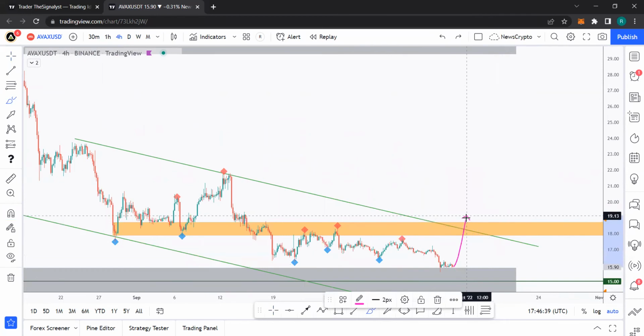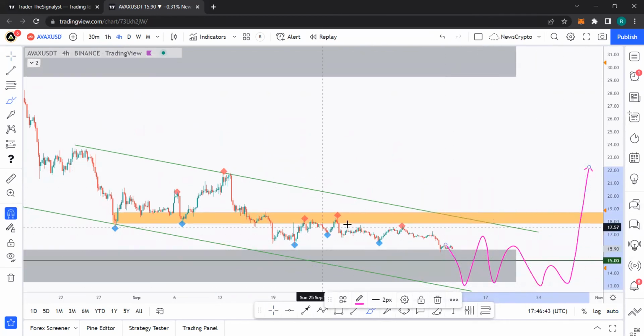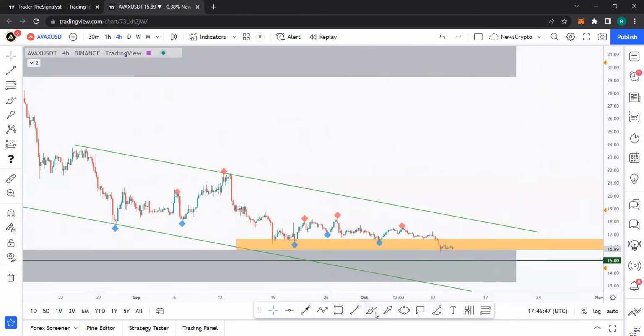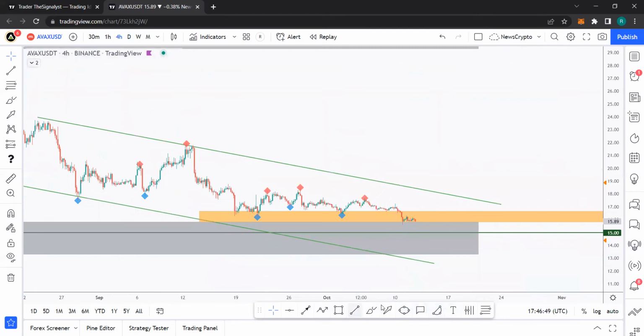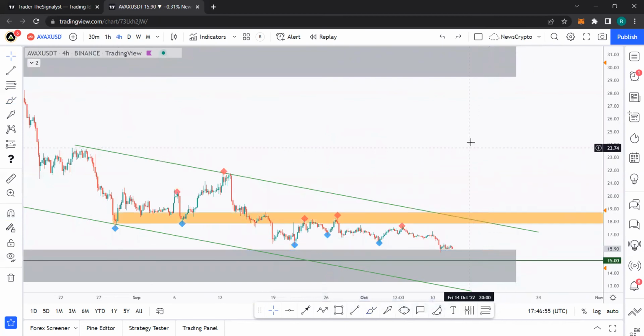Meanwhile, until the bulls take over, we can still trade lower and lower before breaking it up. In this case, of course, we'll be updating our analysis. If, for example, we trade lower, we'll be waiting for this, for example, and then we'll buy on swing upward. So that's basically it for Avax.